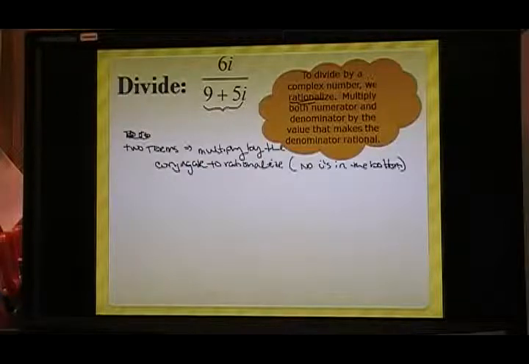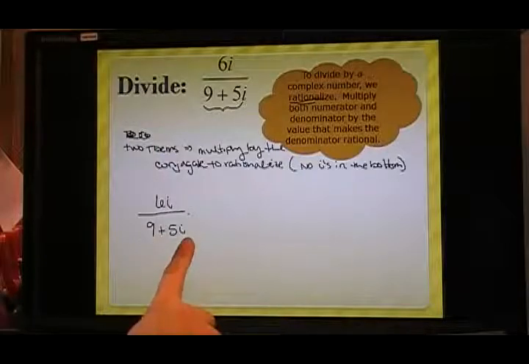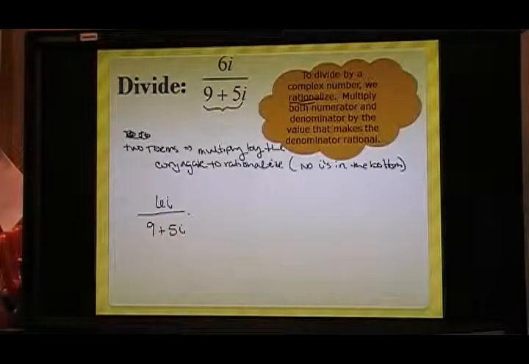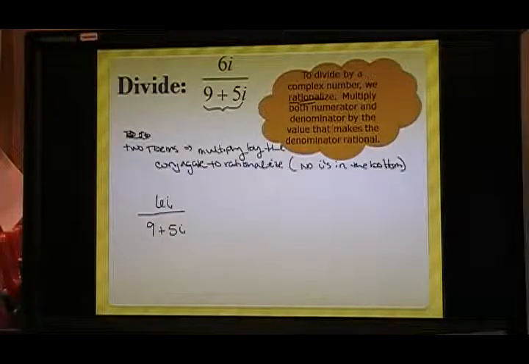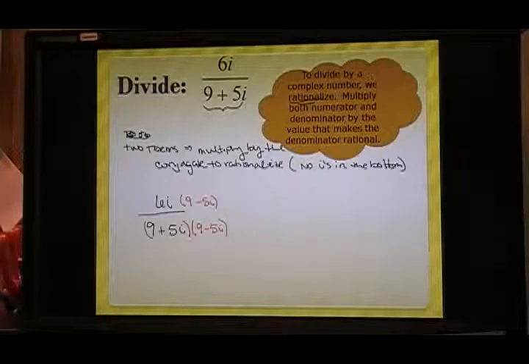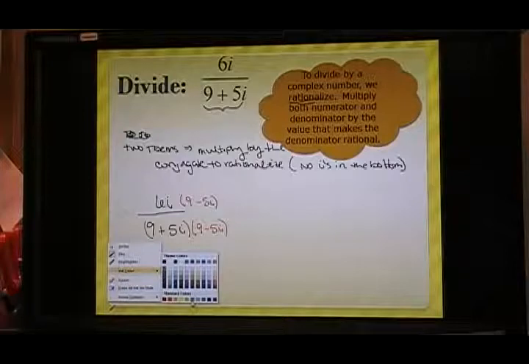That's our hope. So if we take our complex division, 6i divided by 9 plus 5i, the conjugate of 9 plus 5i is 9 minus 5i. And working on the principles of equivalent fractions, if I multiply the bottom by 9 minus 5i, I have to multiply the numerator by the same value if I want to create an equivalent fraction. So now that I know what I want to multiply by, now I just do it.